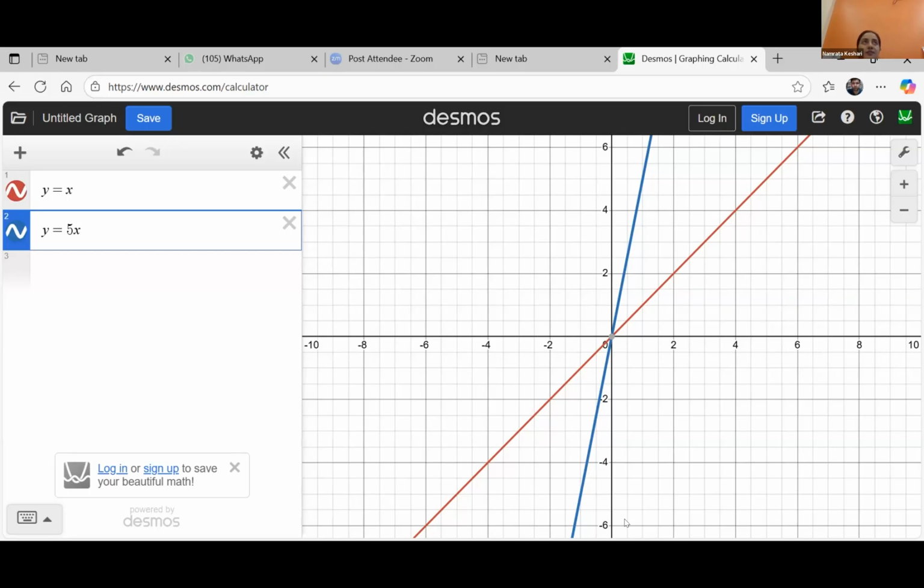Whoever understands Hindi, slope means how much our line is inclined with the positive direction of the x-axis. Okay, how much our line is inclined toward the x-axis, that we call slope.